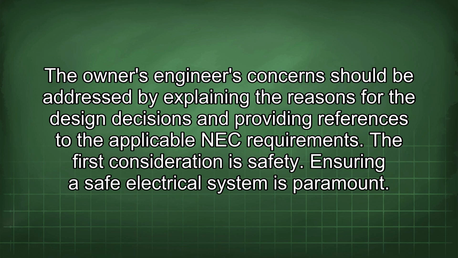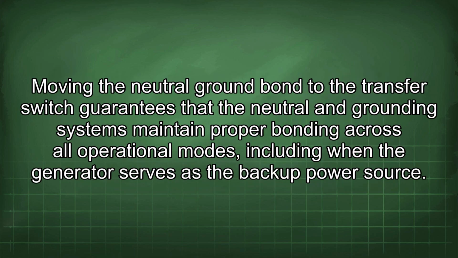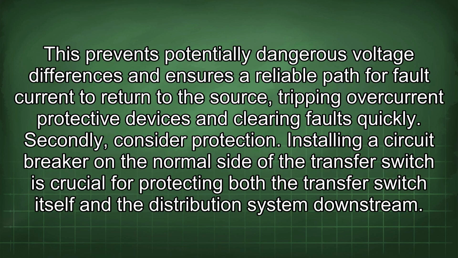Ensuring a safe electrical system is paramount. Moving the neutral ground bond to the transfer switch guarantees that the neutral and grounding systems maintain proper bonding across all operational modes, including when the generator serves as the backup power source. This prevents potentially dangerous voltage differences and ensures a reliable path for fault current to return to the source, tripping overcurrent protective devices and clearing faults quickly.